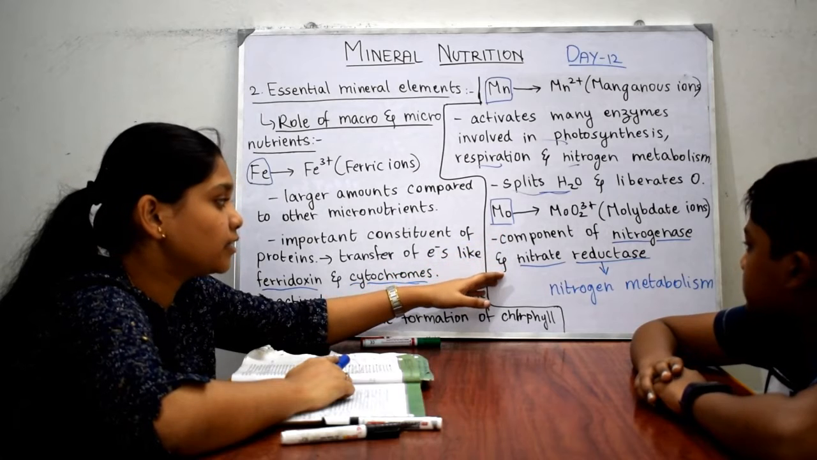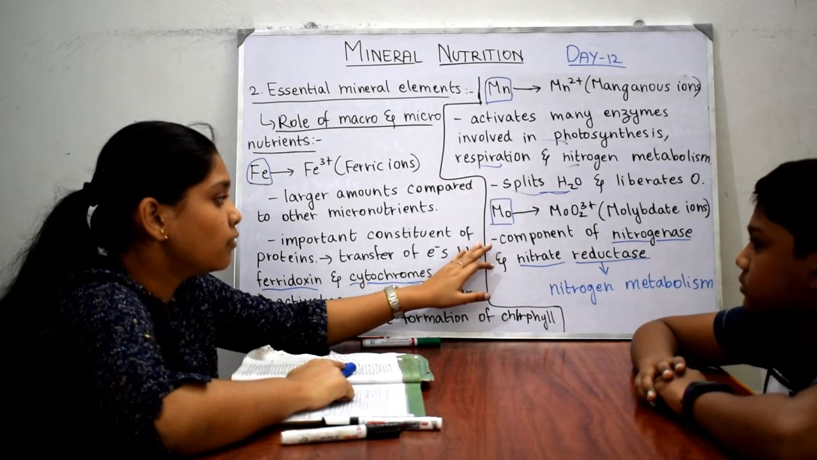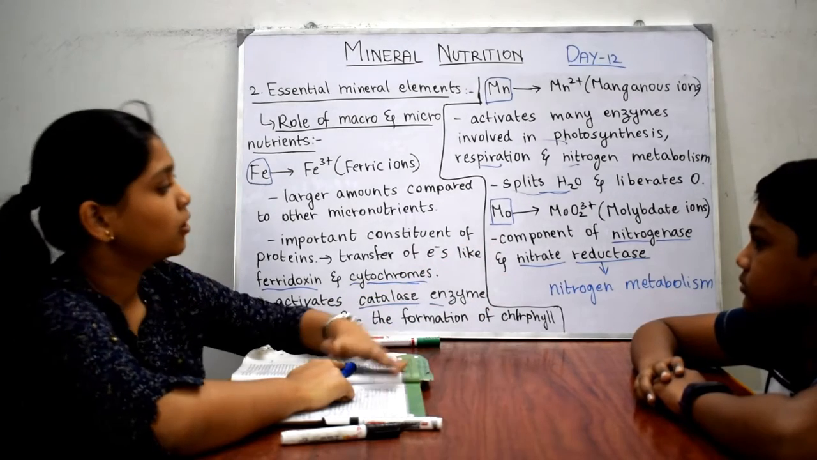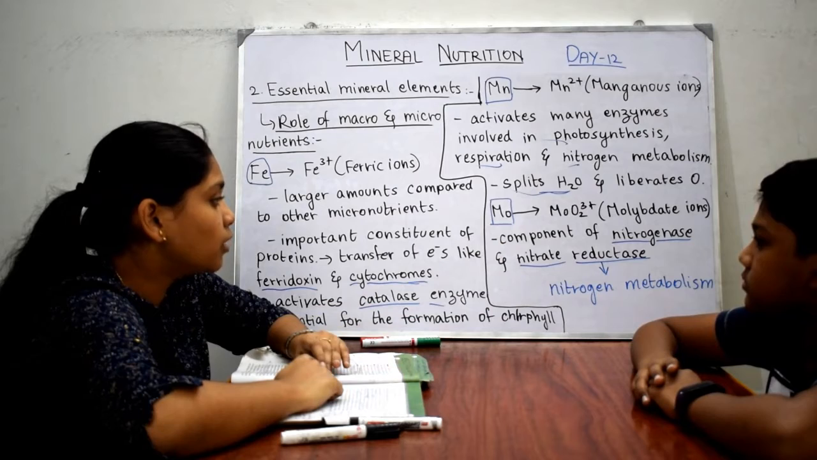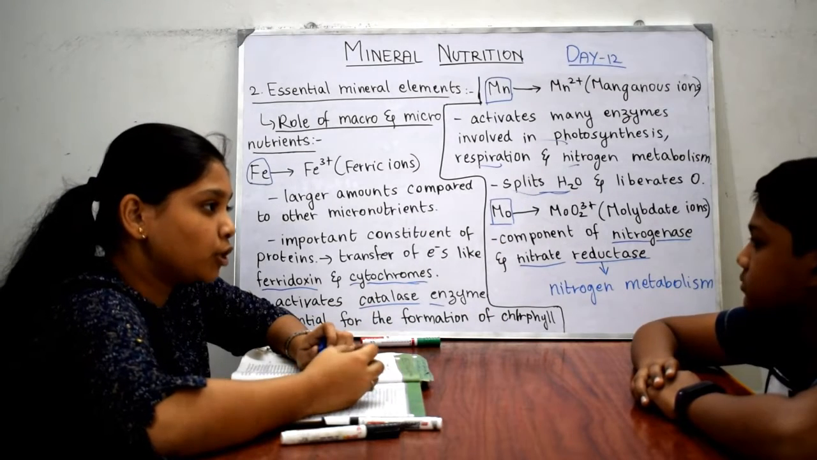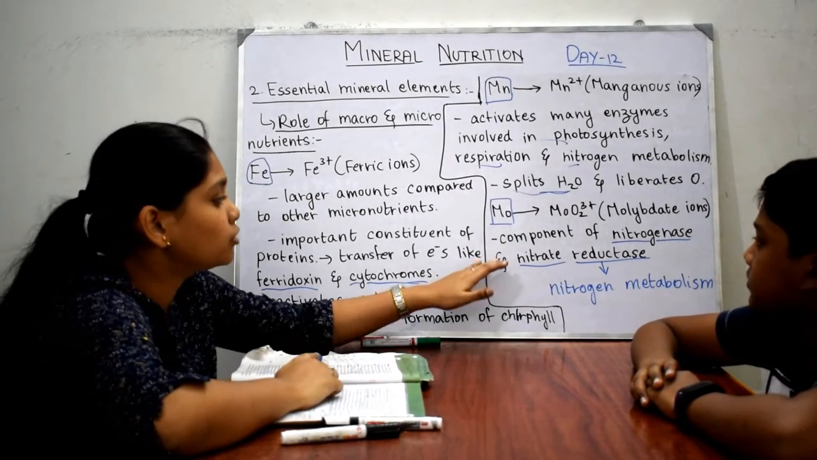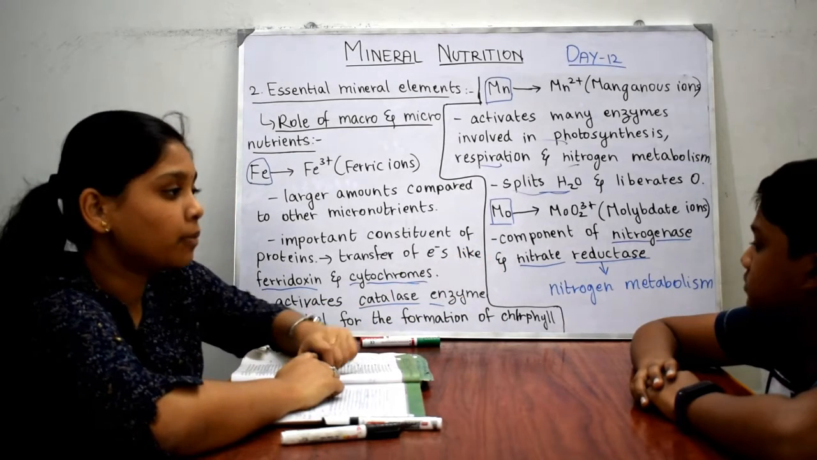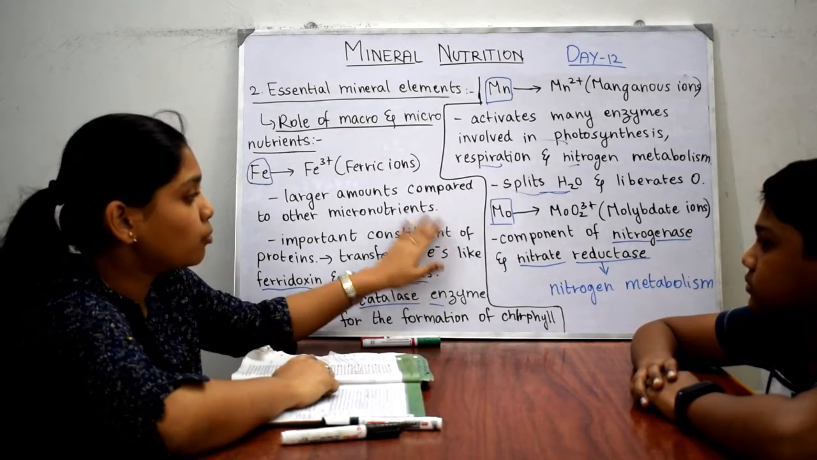Nitrogenase and nitrate reductase are the two enzymes involved in nitrogen metabolism. Nitrogen is given to plants by nodules formed at the roots, and nitrogenase and nitrate reductase form a very important component in them. So this is about molybdenum.